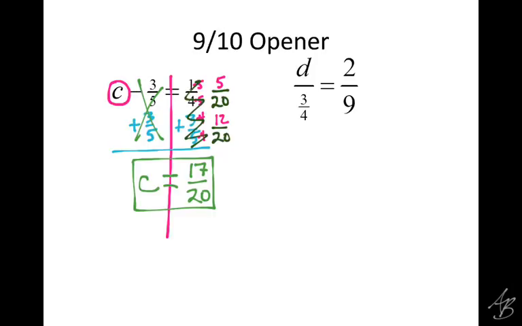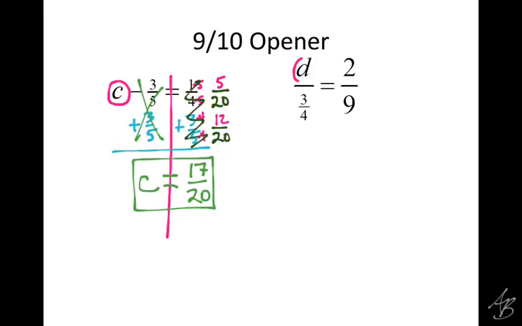So there's actually nothing that goes into 17 besides 17 or 1, so that makes it a prime number. That makes it really easy when we're reducing because the only thing 17 could reduce by would be 17. And I know that doesn't go into 20, so we're done. All right, how about D?